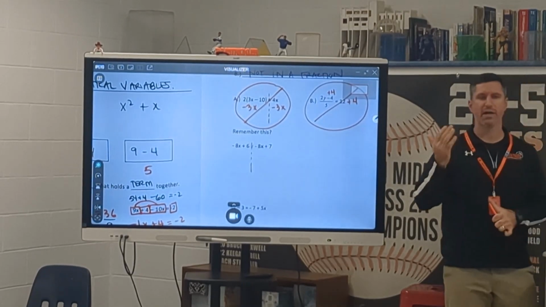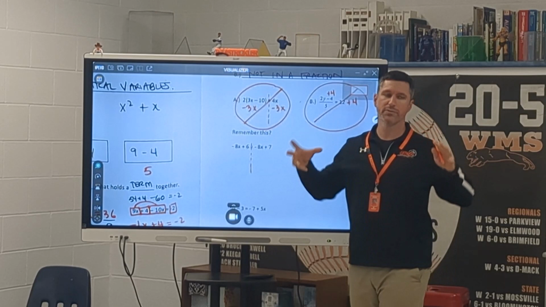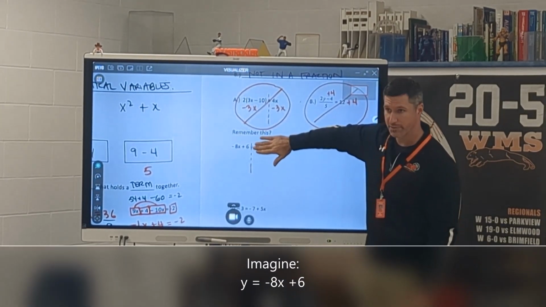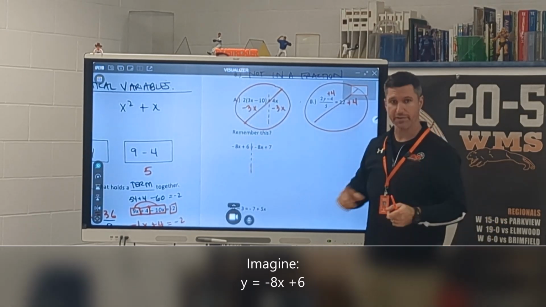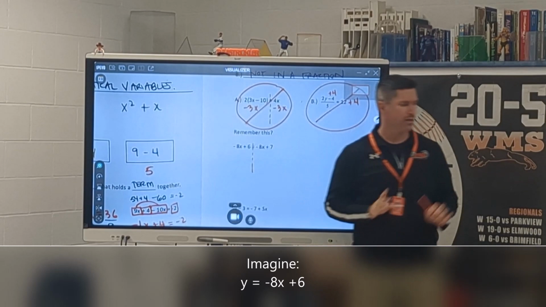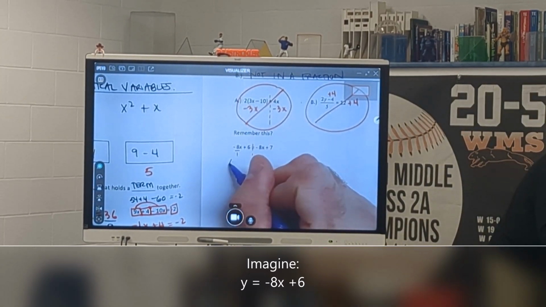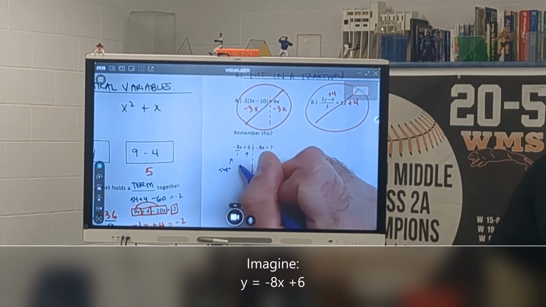But on the left side of the equal sign, I want you to go into pretend world and imagine that that is a slope and a y-intercept. You see it? What would the slope be? Negative 8 over 1. And the y-intercept would be? 6. Label those two parts. The slope is negative 8 over 1, and the y-intercept would be 6.